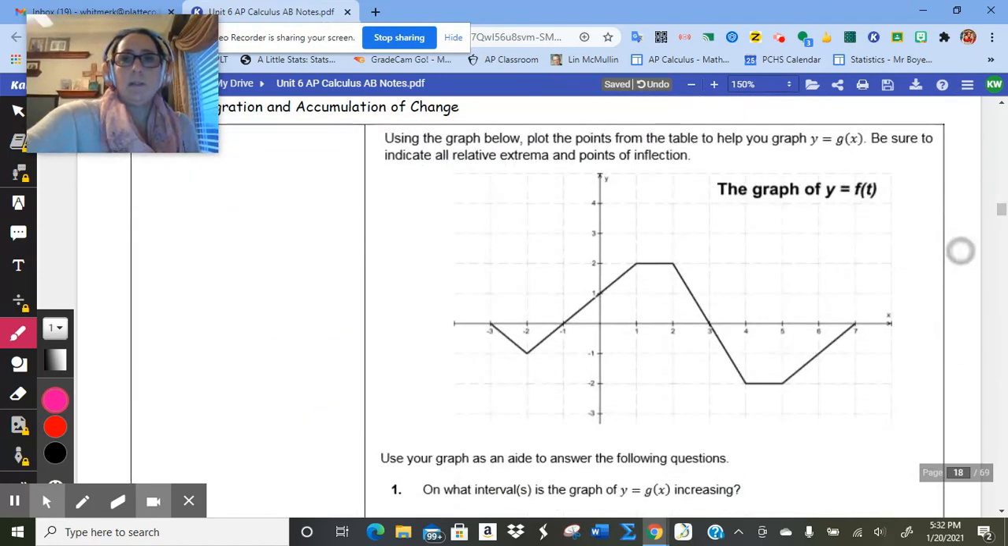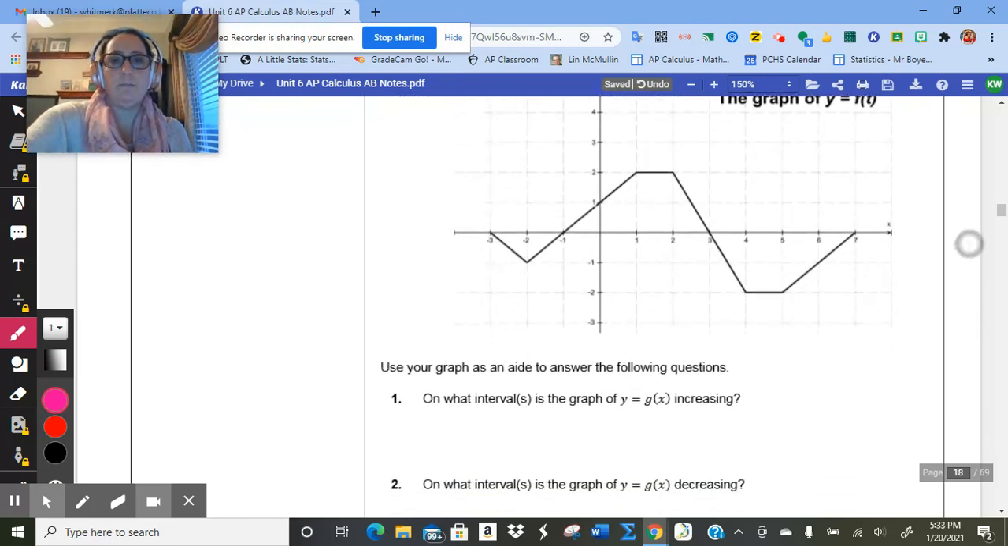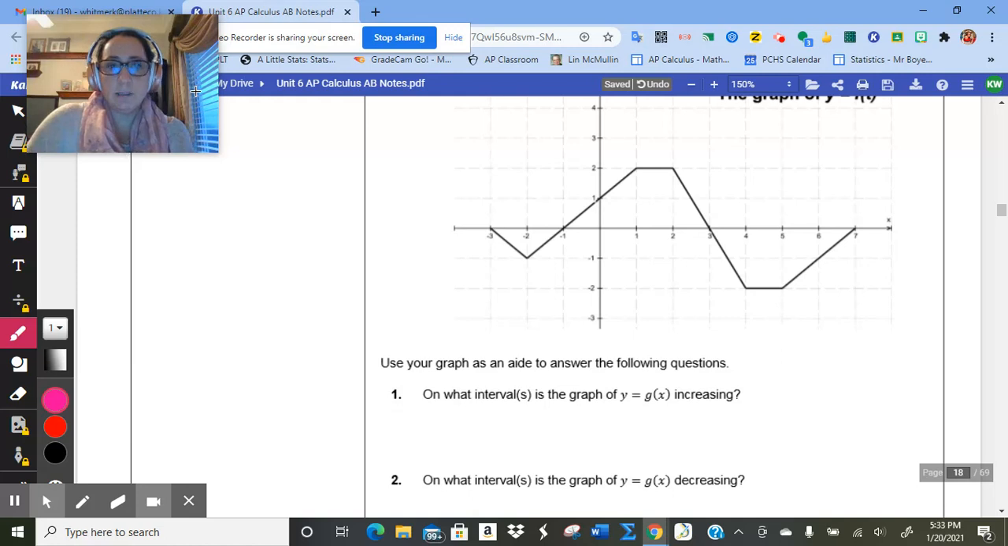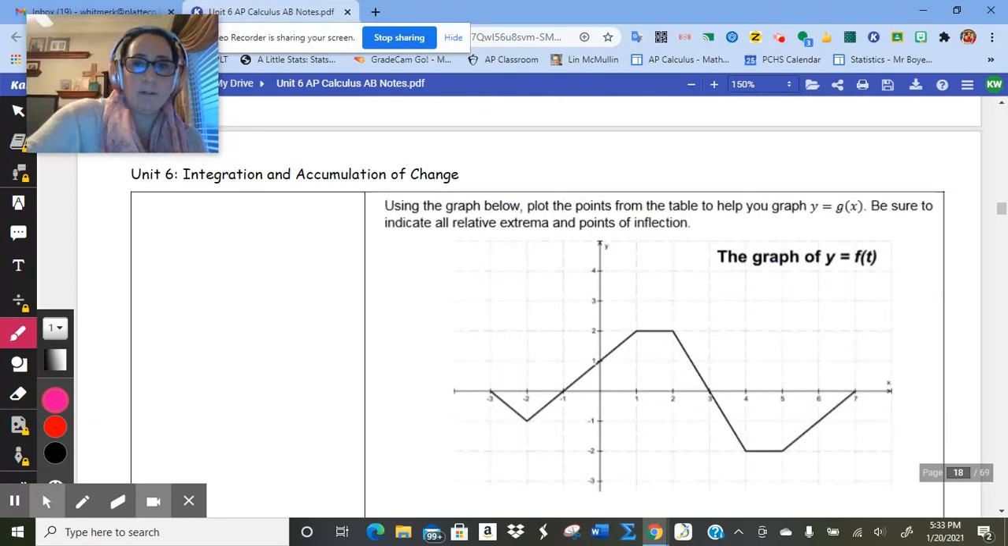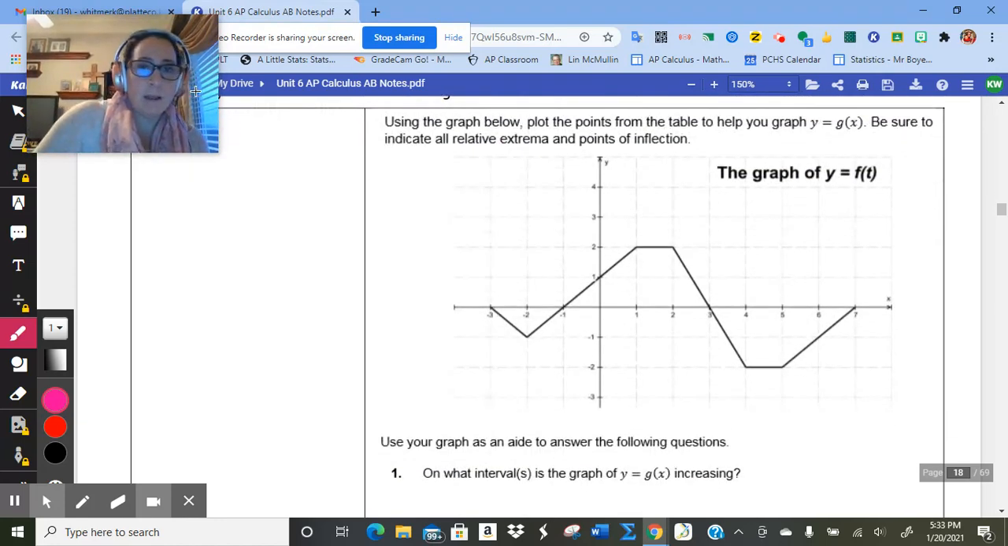Okay, so we're going to go back to this graph again of this f of t. And it says that I want to indicate all the relative extrema, points of inflection, all of that fun stuff we're going to be looking for. So we're going to use this graph to help me out. Let me go backwards really quick so I can get what we had going on.